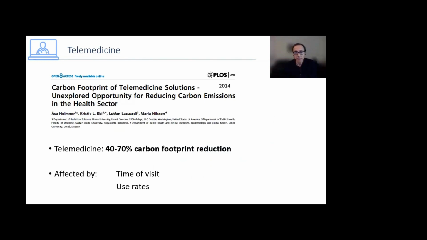And finally, this study from Sweden, published already in 2014, compared usual care visits with virtual visits and found a 40 to 70% reduction in carbon emissions with telemedicine. Not surprisingly, distance of travel and frequency of visits were associated with a reduction in carbon emissions.